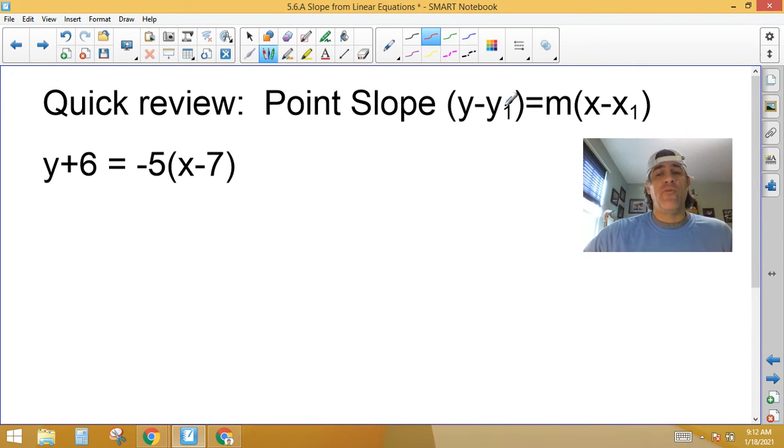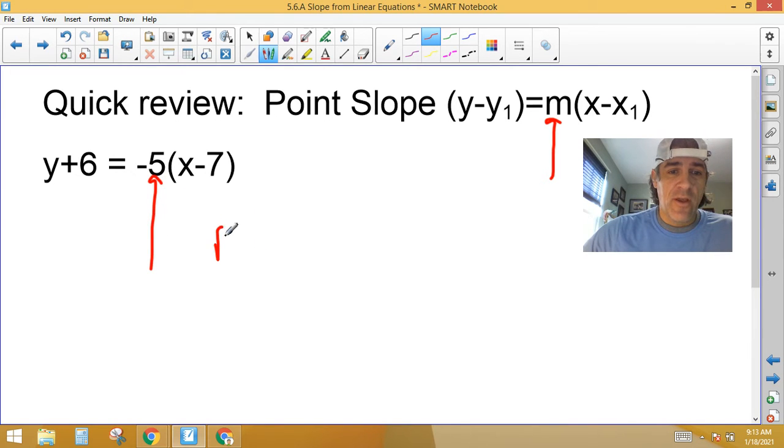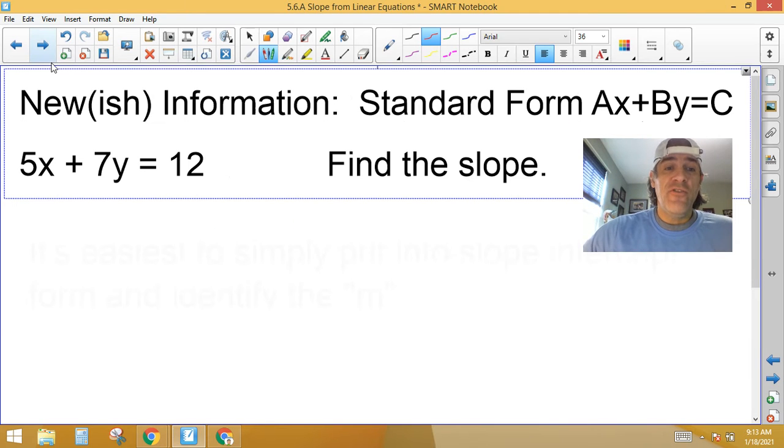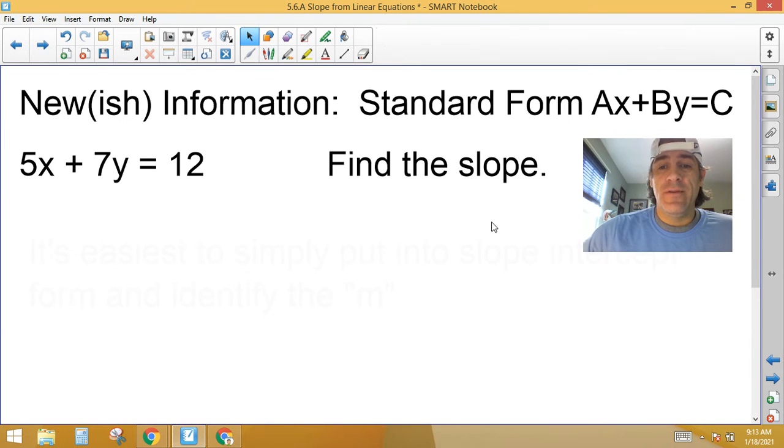Point slope form, y minus y1 equals m times x minus x1. Here I have y plus 6 equals all this other stuff, but what's important, again, is identifying the m. The m comes before the parentheses where we're subtracting our x value. So here, my m is -5. Looking at the equation, identifying the slope, not so bad. This is newish information. By newish, I mean we probably could figure it out, but I haven't necessarily told you how to do this.